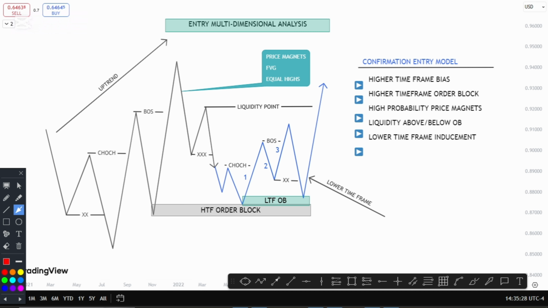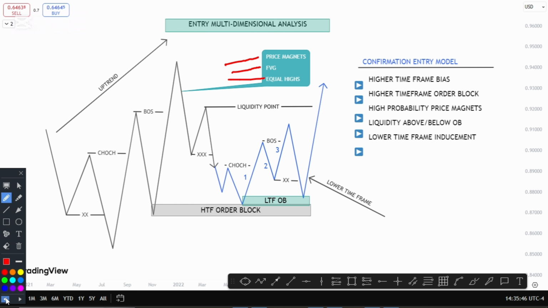If the market retraces back to this order block, we zoom into the lower time frame and analyze structure shift. Points to note: as we map out the trade opportunity, look out for price magnets which will attract the market in your direction, such as fair value gaps and liquidity points.